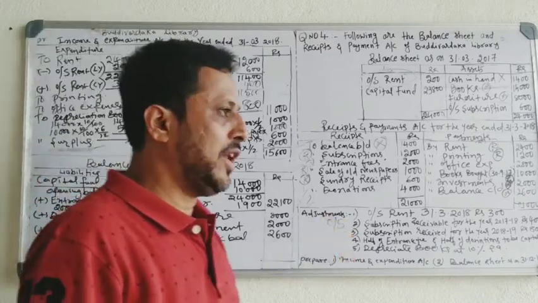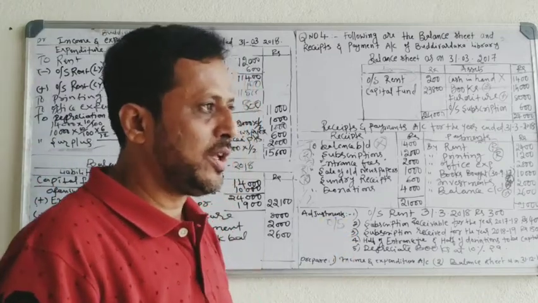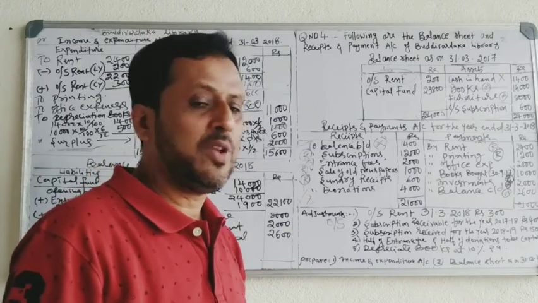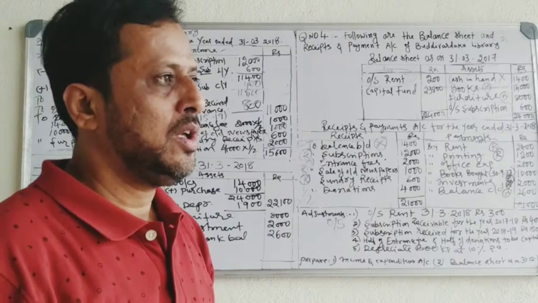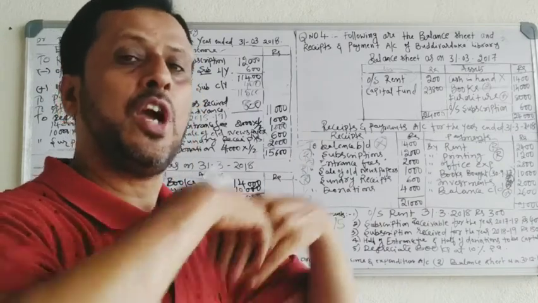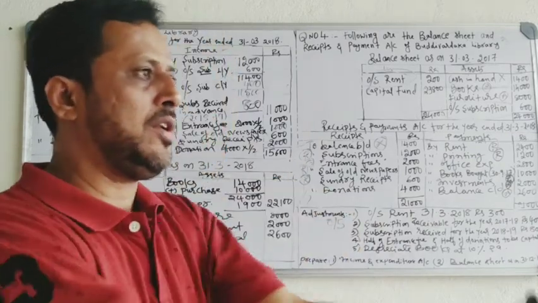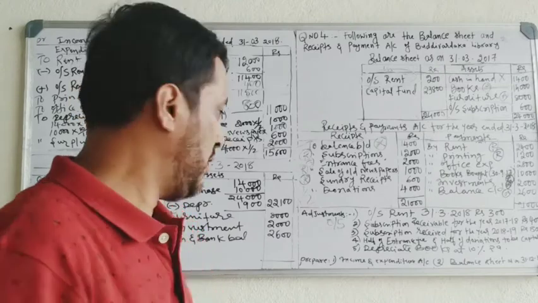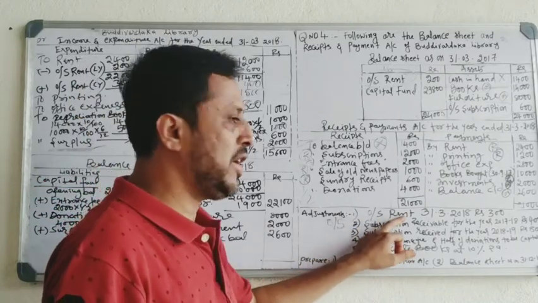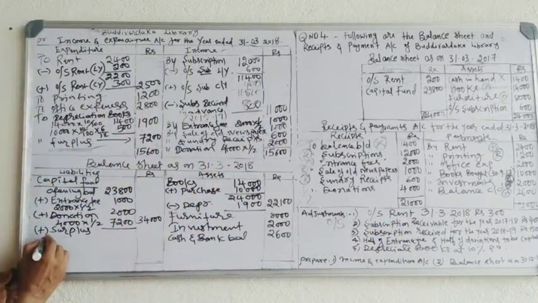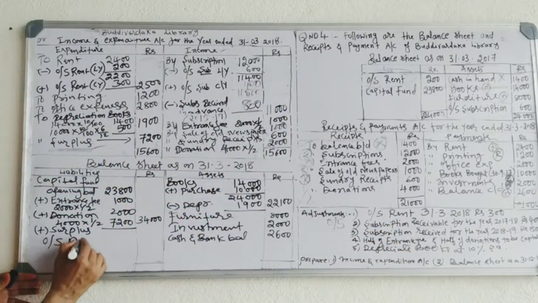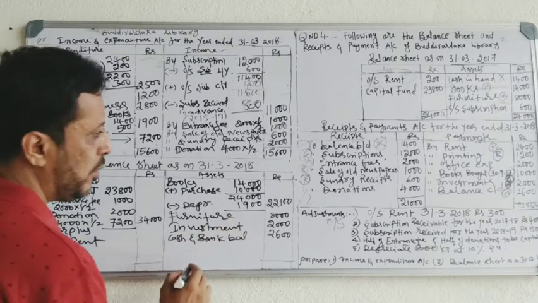Now next you have to see the adjustments. In adjustments there are outstanding items and items received in advance. Outstanding items means whether the organization has to pay or the organization has to receive. If the organization has to pay, it is a liability. If the organization has to receive, it is an asset. First adjustment, outstanding rent. Rent, the organization has to pay. It is on the liability side. Outstanding rent, how much? 300.